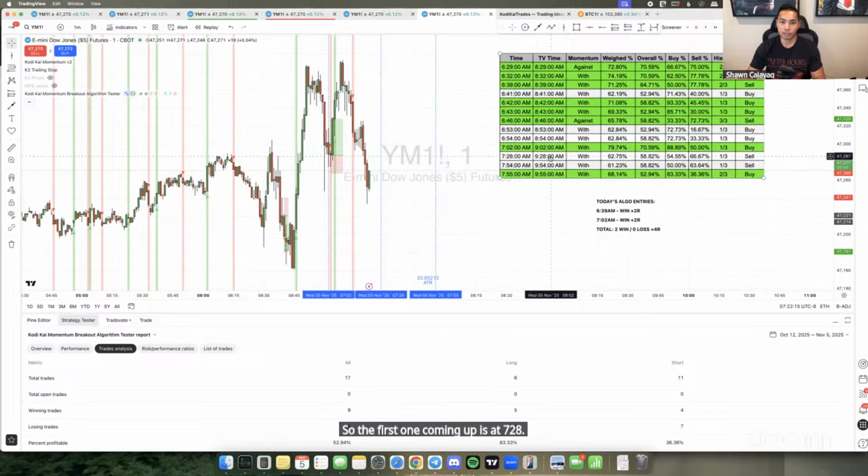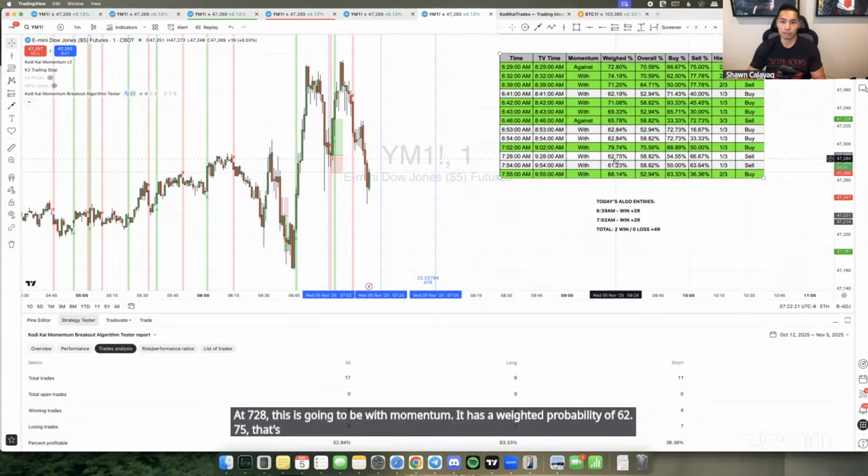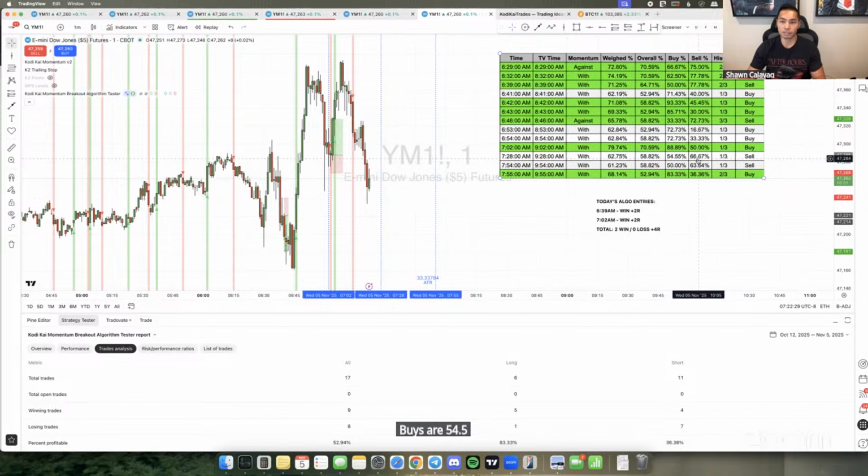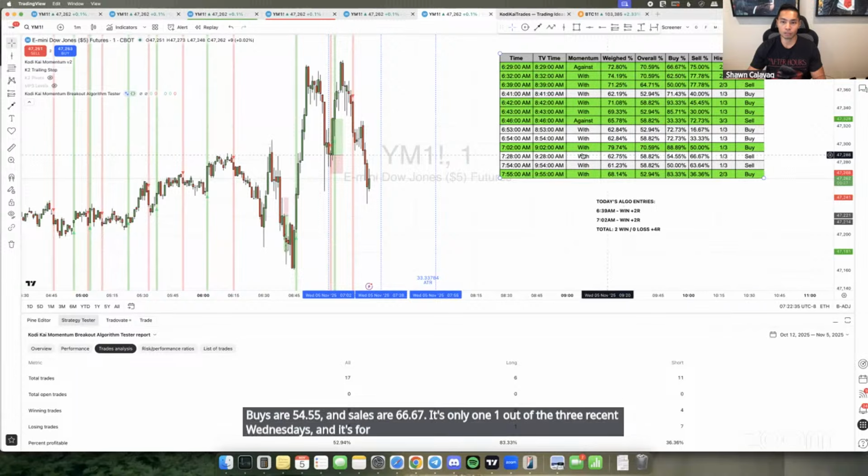At 728, this is going to be with momentum. It has a weighted probability of 62.75. That's about a 12 to 13 point probability weighted. Overall, it's a 58.82. Buys are 54.55 and sells are 66.67. It's only won one out of the three recent Wednesdays, and it's for a sell. So it's not a super great entry, but there's still edge on your side if you want to take a position.